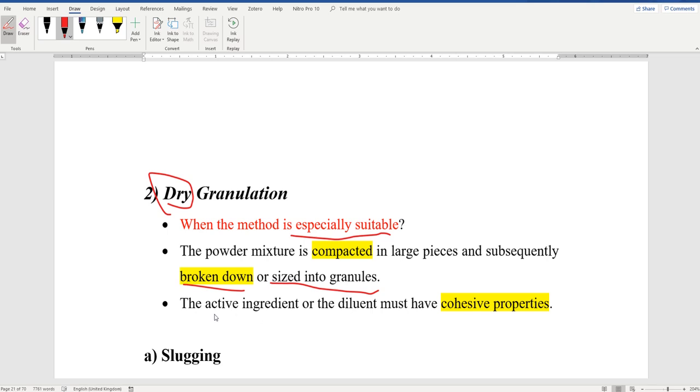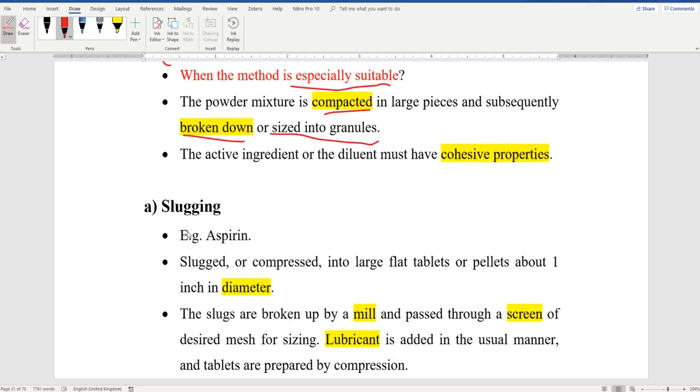And it's very important here that the particles that you deal with, or the powder mixture that you deal with, should compact when you apply pressure to them. If they don't compact, it means it will be difficult to prepare granules by this method. Of course, you remember in the topic powders and granules that we have two ways to prepare granules by dry granulation, which is slugging.